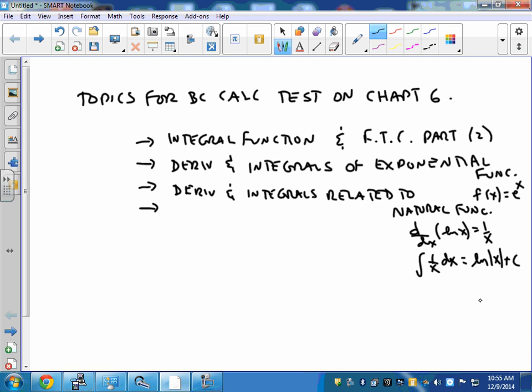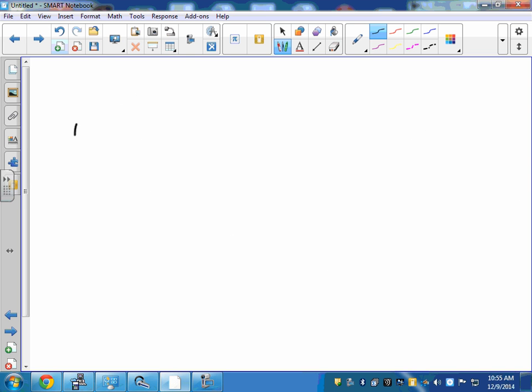And the last topic we covered was L'Hopital's rule and limits involving indeterminate forms. Okay, so a quick page on each one. First, integral functions. We need to be able to evaluate them.